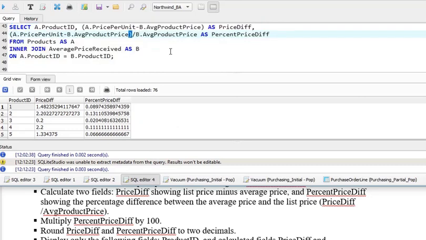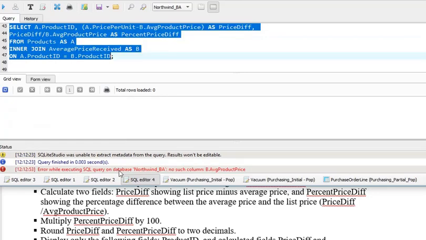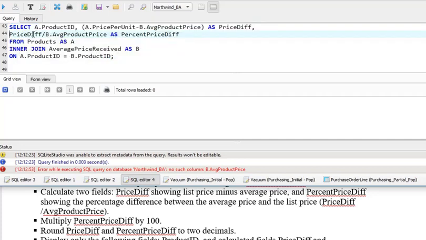Notice here if I type price diff here instead, it doesn't work. It's saying that there is no such column as B average, so it doesn't understand what to do with this price diff. The only way to use a calculated field in another select statement is to do a subquery and then use it in that second select statement. But in this instance, we're just going to recalculate that value again and display this as percent price diff.